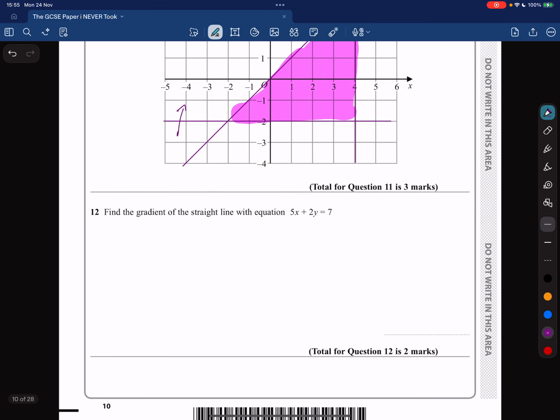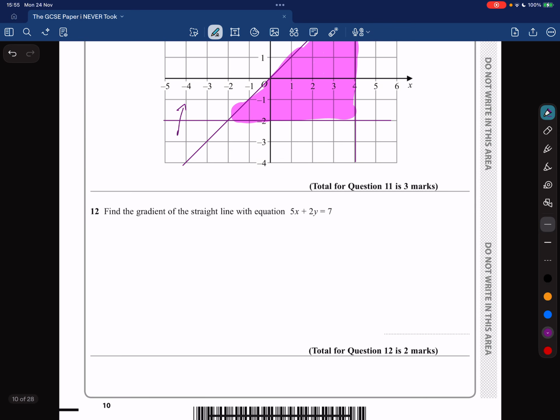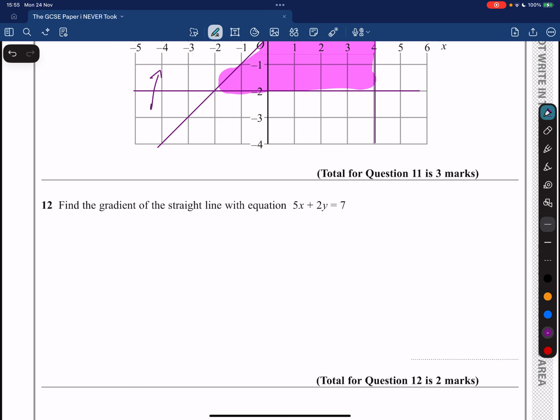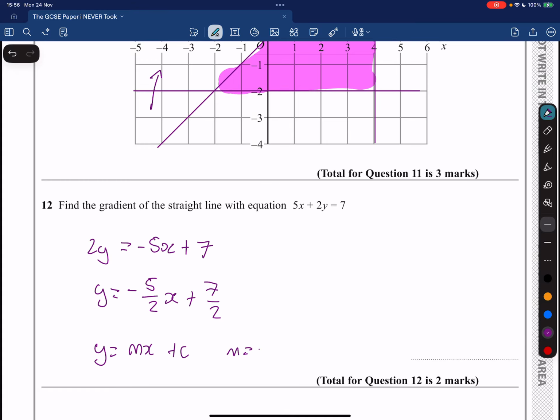Find the gradient of the straight line with the equation 5x plus 2y is equal to 7. So 2y is equal to minus 5x plus 7. Y is equal to minus 5 over 2 x plus 7 over 2. Y is equal to mx plus c, so m, the gradient, is equal to minus 5 over 2.